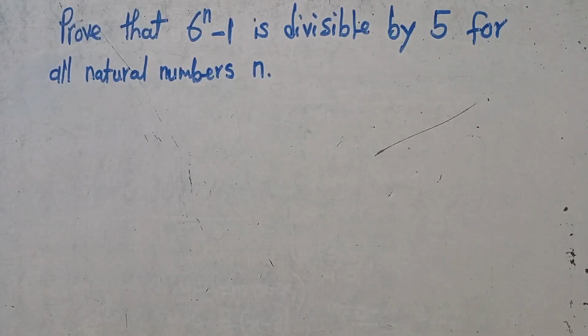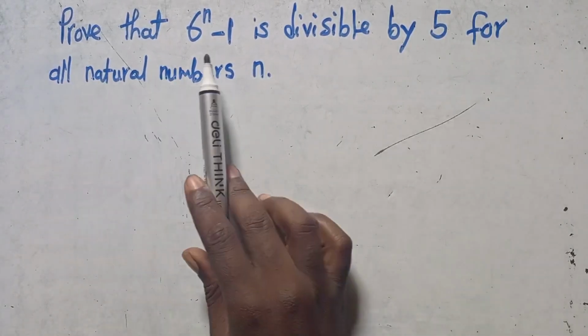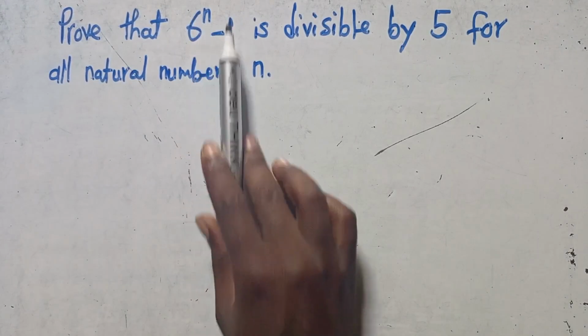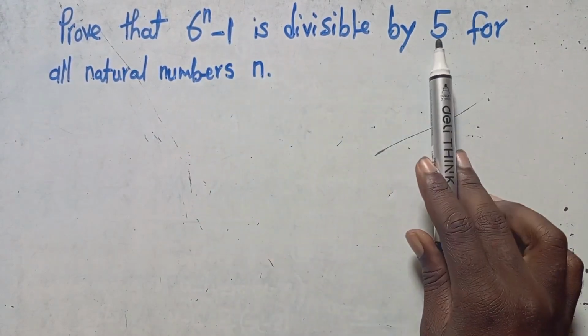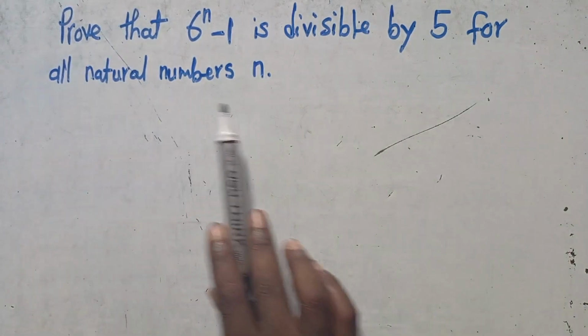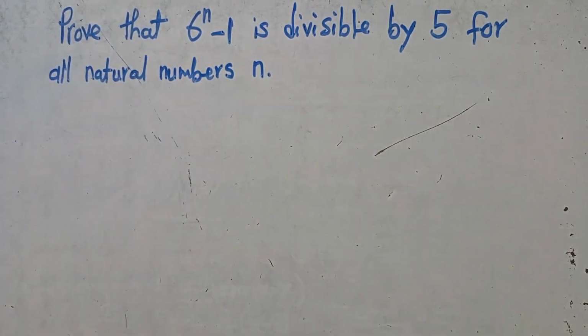Okay, so we've got this question. The question is saying that prove that 6 power n minus 1 is divisible by 5 for all natural numbers n. So this is a wonderful question under mathematical induction.